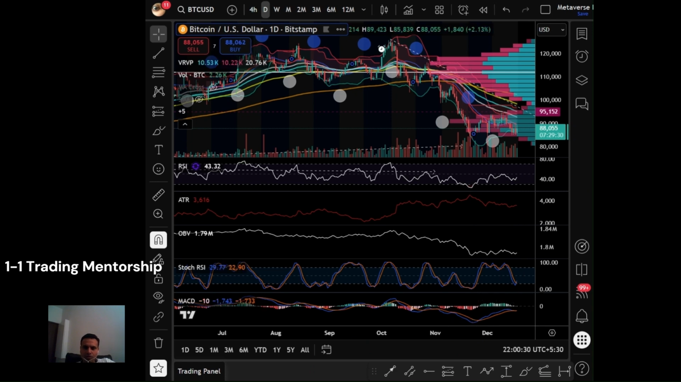Why using more indicators makes you a worse trader? Most traders don't lose money because they don't use indicators. They lose money because they use too many indicators. And most of those indicators are saying the same thing. If your chart is filled with lines, oscillators, and signals, that's not clarity, that's noise.